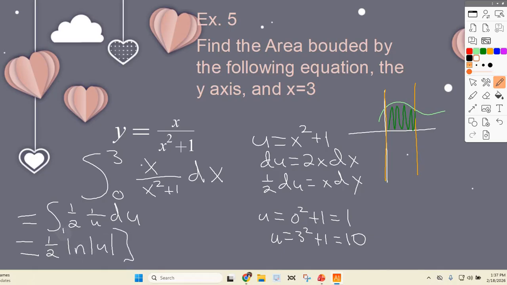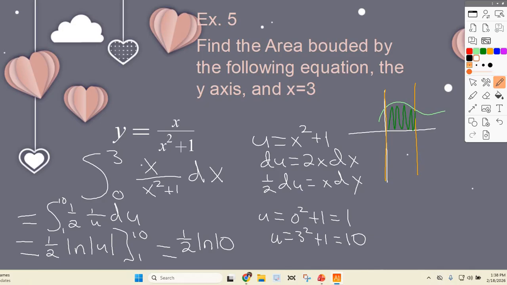Now I'm going from 1 to 10 instead. So notice that if I plug in 10, I'm just going to have 1/2 natural log of 10. And then subtracting, what is the natural log of 1? It's 0. So I would be subtracting 0, so I don't really have to put anything there. So that would be your answer.